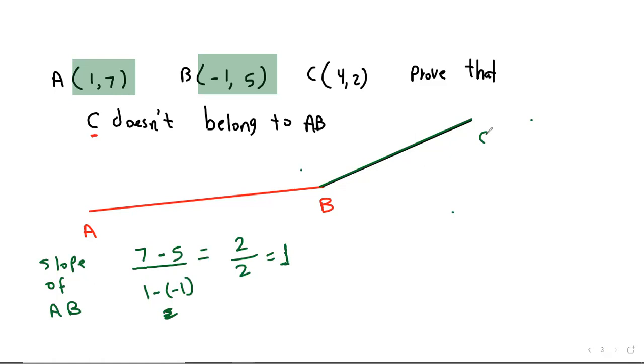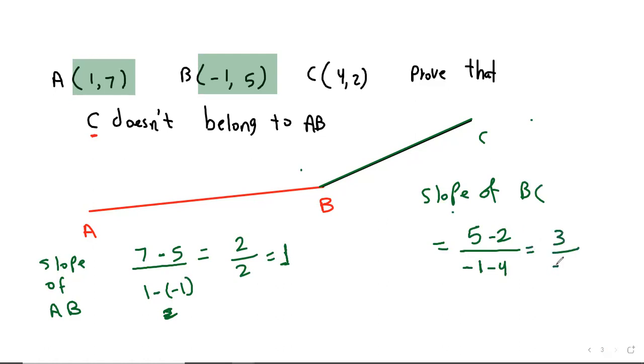Okay. And what is the slope of BC? Find the slope of BC. Slope of BC equals y minus y, 5 minus 2, over -1 minus 4. So 5 minus 2 is 3 over -5. We observe that the slope of AB is not like the slope of BC. So the point C doesn't belong to the straight line AB.